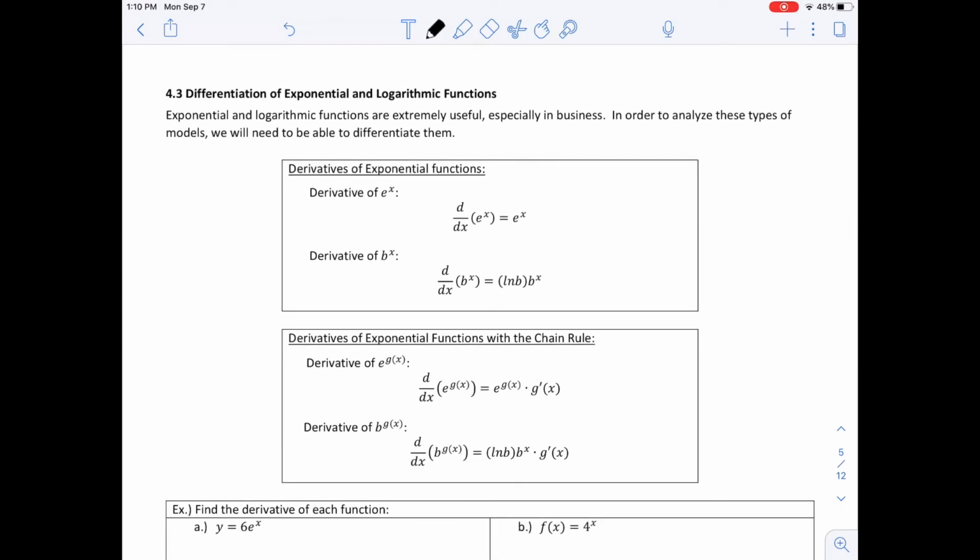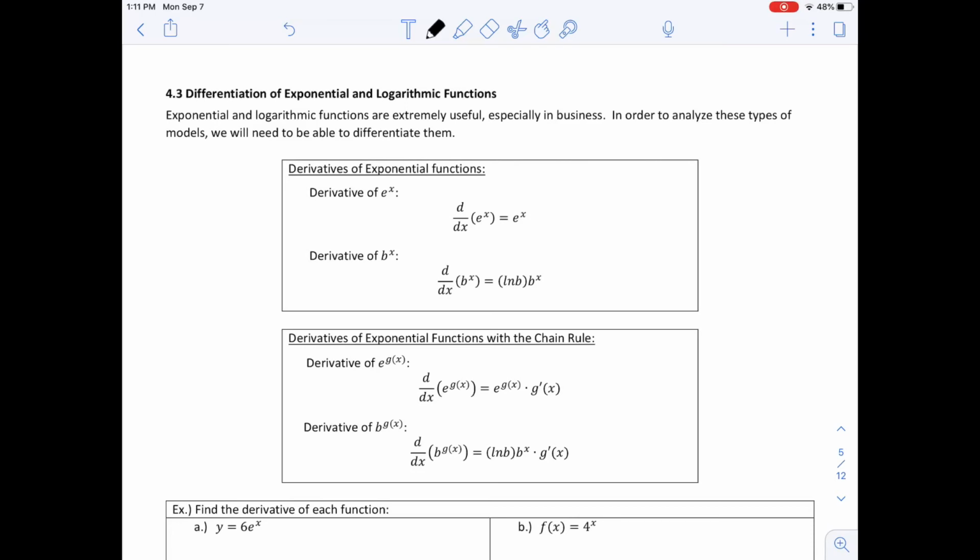Section 4.3 is differentiation of exponential and logarithmic functions. So 4.1 and 4.2 was a review of exponential and logarithmic functions, and this is now getting into the calculus part of it. So definitely if you're struggling with some of the review topics in 4.1 and 4.2 and you need some extra help, make sure you reach out either to me or the TMARC. And this is now moving into the calculus part of it.